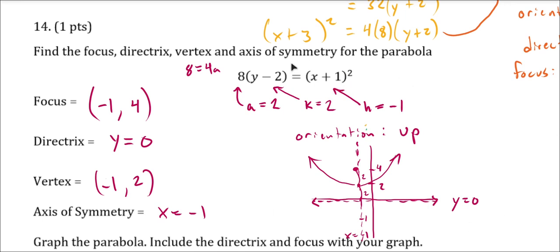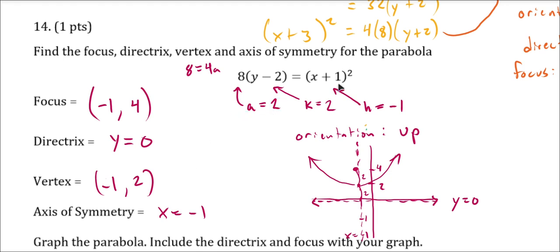So the first thing we would do is take a look at the form. We notice that it's in standard form. We have an x minus h term squared here. This tells us that h is negative 1. We have a y minus k term here without a square. That tells us k is equal to 2. And we have a positive coefficient next to the y term. This tells us that we are opening up because the x is squared and this term is positive. We can also divide by 4 here to tell us that a is equal to 2.